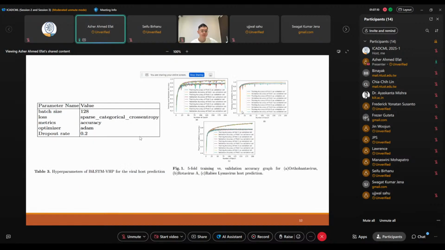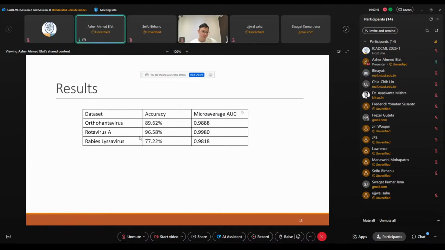So here we present the hyperparameters for our model. The batch size we used was 128, and the loss function was sparse categorical cross entropy, which is common for classification tasks, and the metric was accuracy, with the Adam optimizer and a dropout rate, as I said, of 0.2. And this graph shows the training versus validation accuracy for 3 of the viruses during training.